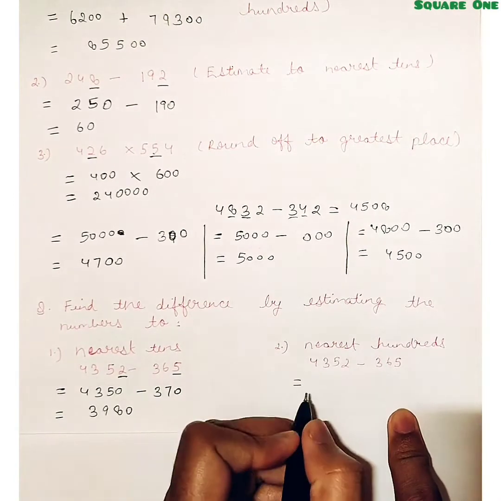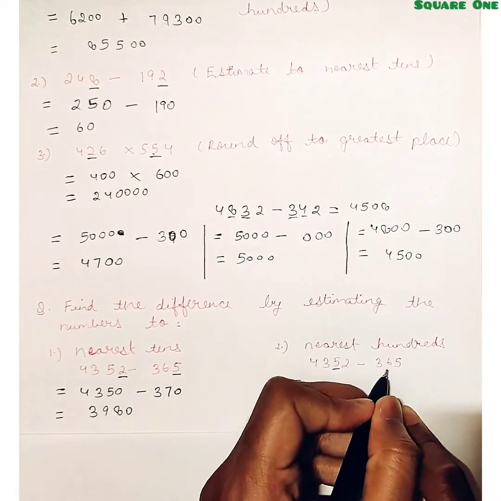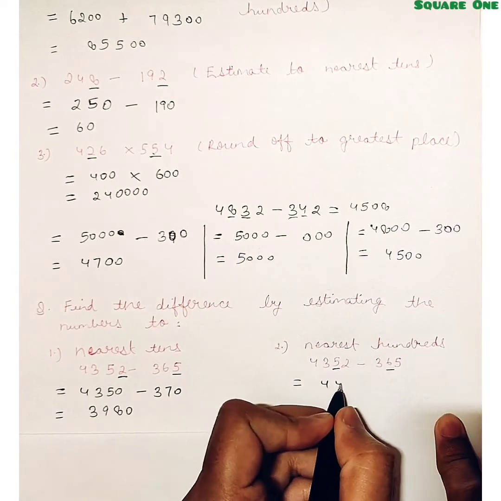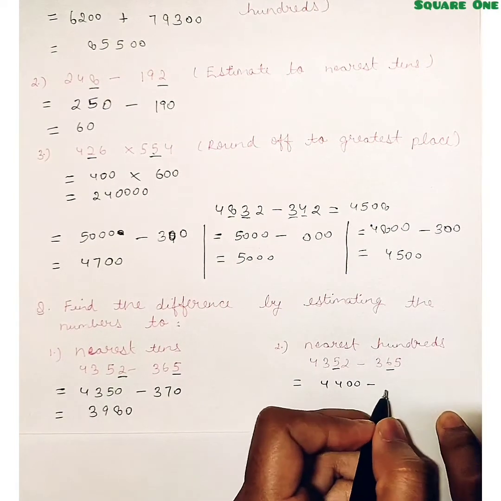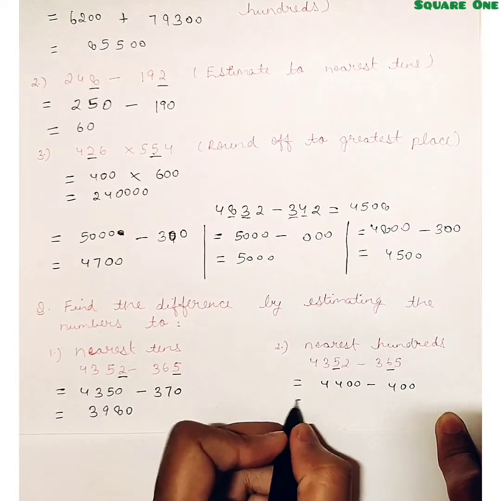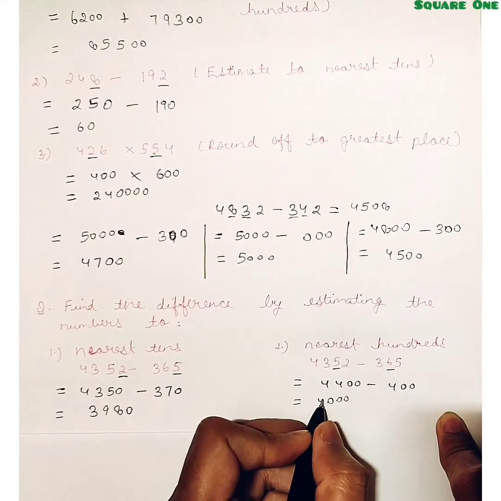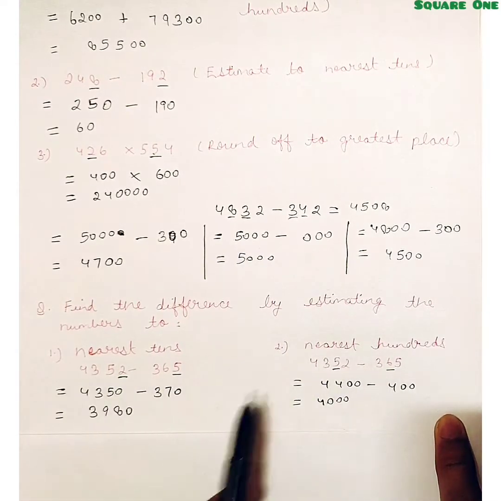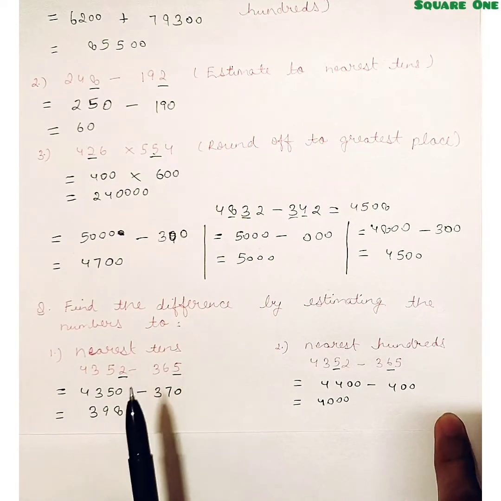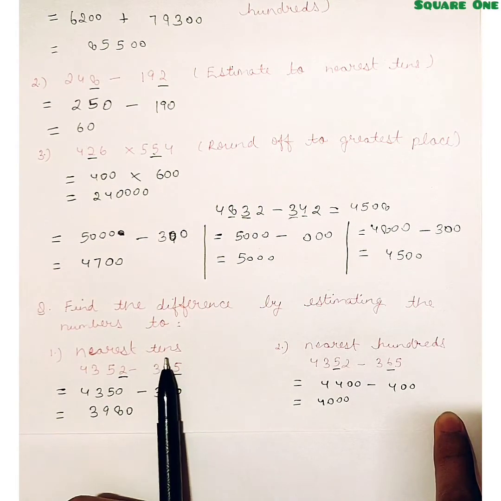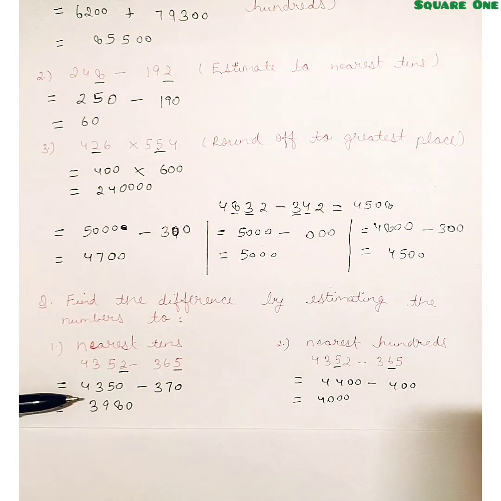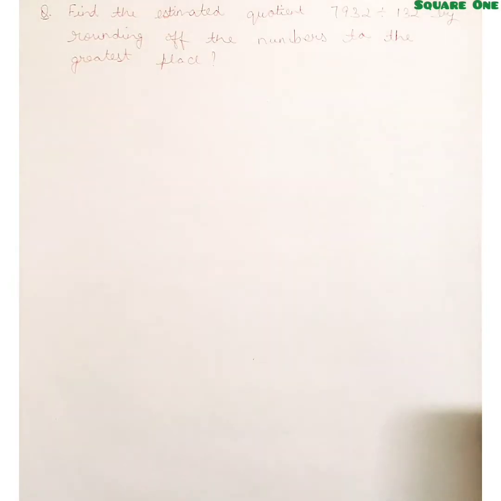Let us do this. Nearest hundreds, we have to look at the tens digit. 4352 becomes 4400 and 365 becomes 400. The solution will be 4000. You can see that the questions were the same, but the solution is still different. That means the smaller the place you estimate to, the nearer the answer you will get to the exact answer. Let us see one last question.